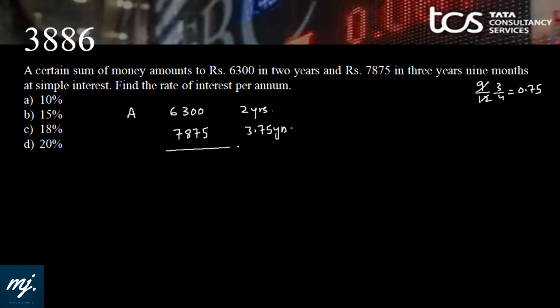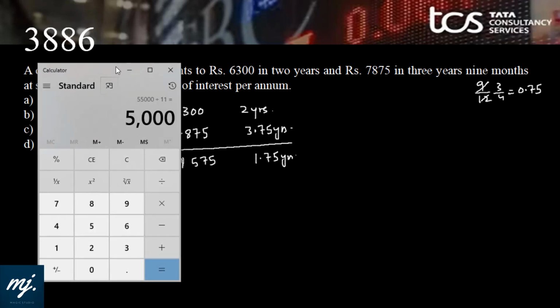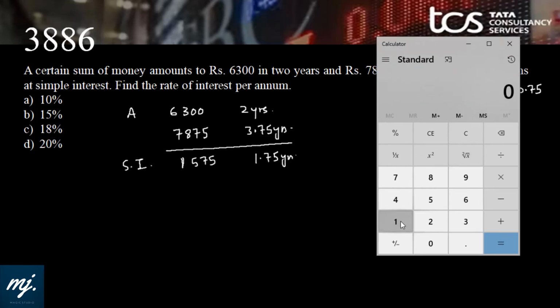Now, if we calculate the difference between these two amounts, it will give us the simple interest earned in 3.75 minus 2, that is 1.75 years. So simple interest earned in 1.75 years is 1575. Now we can calculate how much would be the simple interest earned in 2 years. 1575 is the interest earned in 1.75, so I am dividing this by 1.75. And if I multiply it by 2, I'll get 1800.